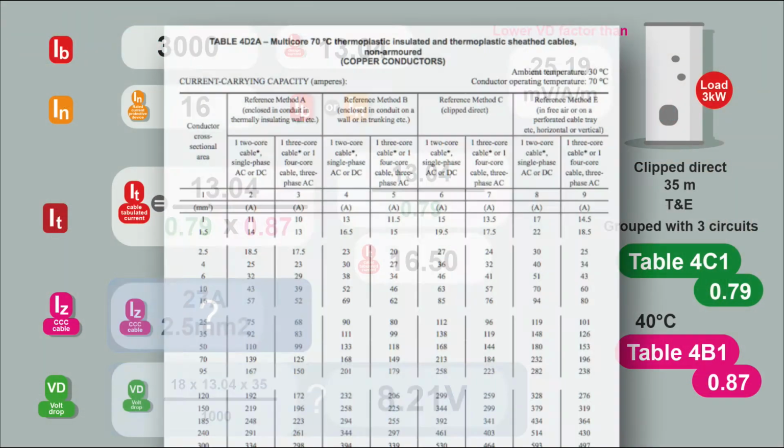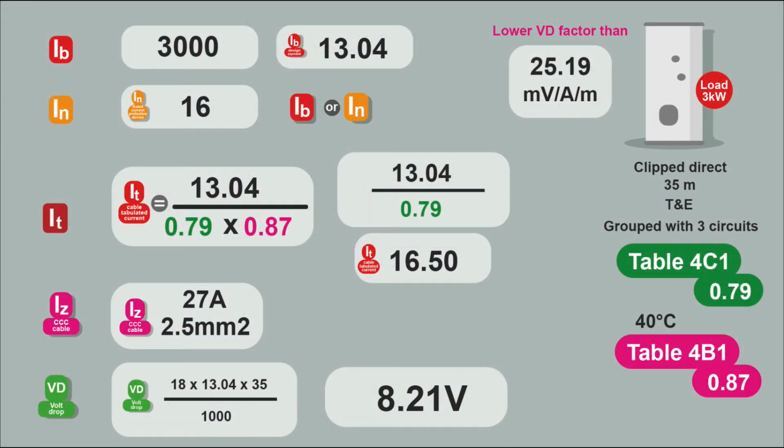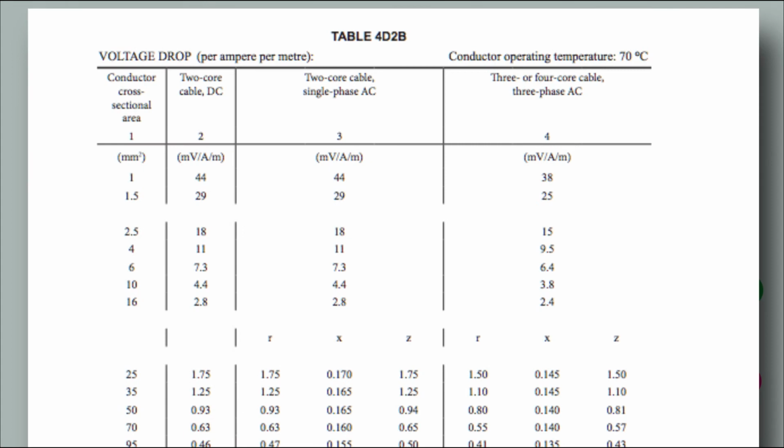So we look in table 4D2A, that is going to suggest to us a 1.5mm square cable. But we've done our preliminary check on the volt drop. We know that we have to have a volt drop factor of 25.19 or less.